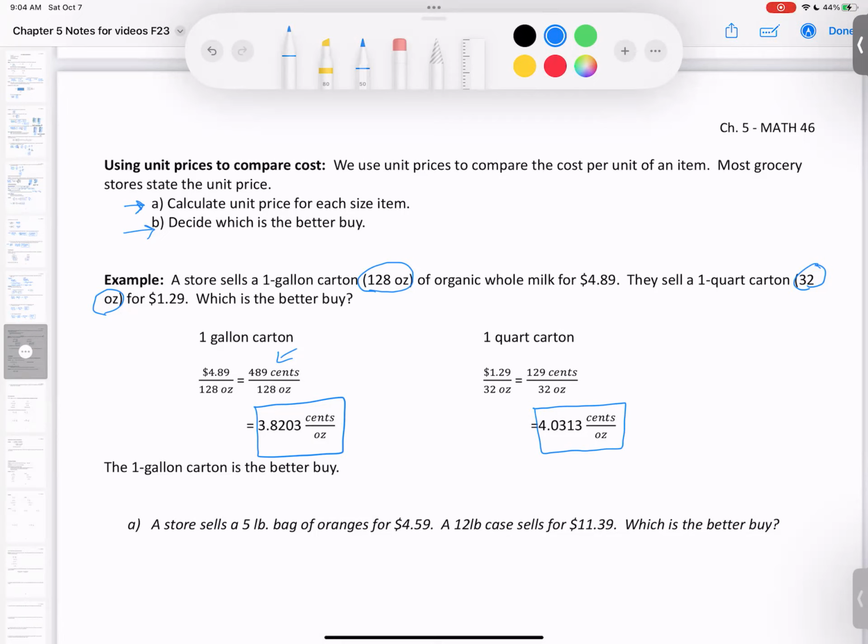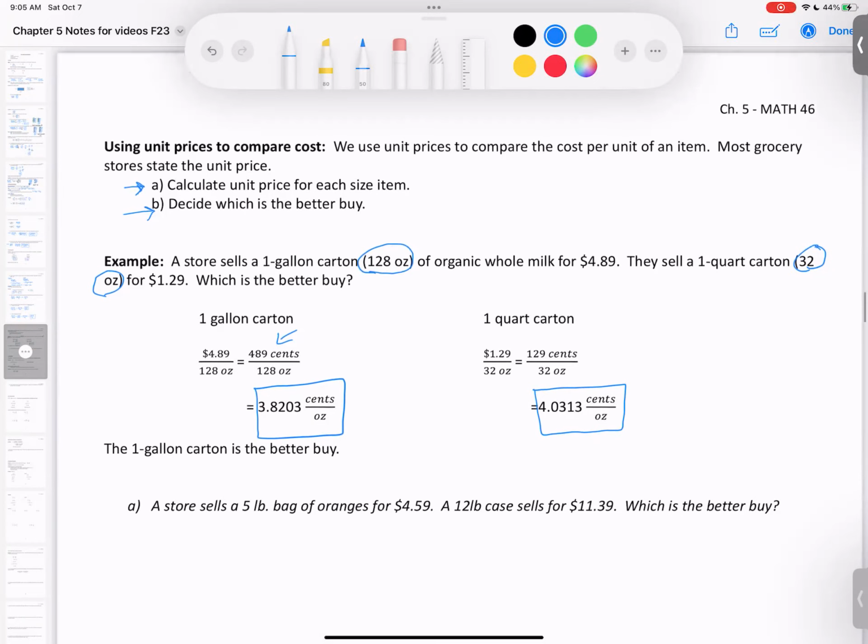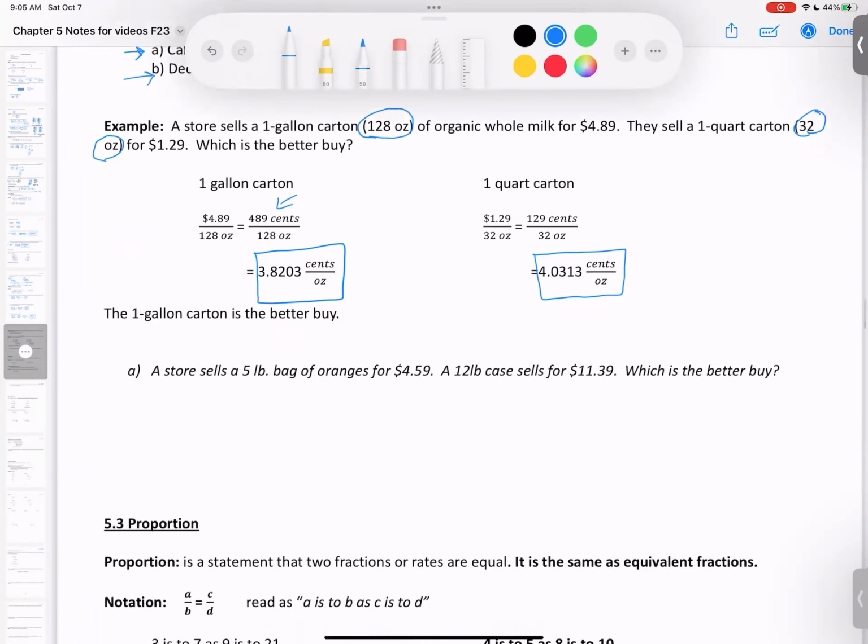And we had a great discussion in class about this, because when we say the better buy, we're assuming that we're going to be able to use the whole thing. But of course, if you are someone who isn't going to use a whole gallon of milk before it goes bad, the better buy for you is still the quart carton, even though it costs more per ounce. But in this class, when they ask you what is the better buy, they're talking about the better unit price. If you're going to use a whole amount, as much as you can, the better price for you is the 3.8 cents per ounce. Okay, but I thought it was a really great point to bring up in class that one of my students brought up.